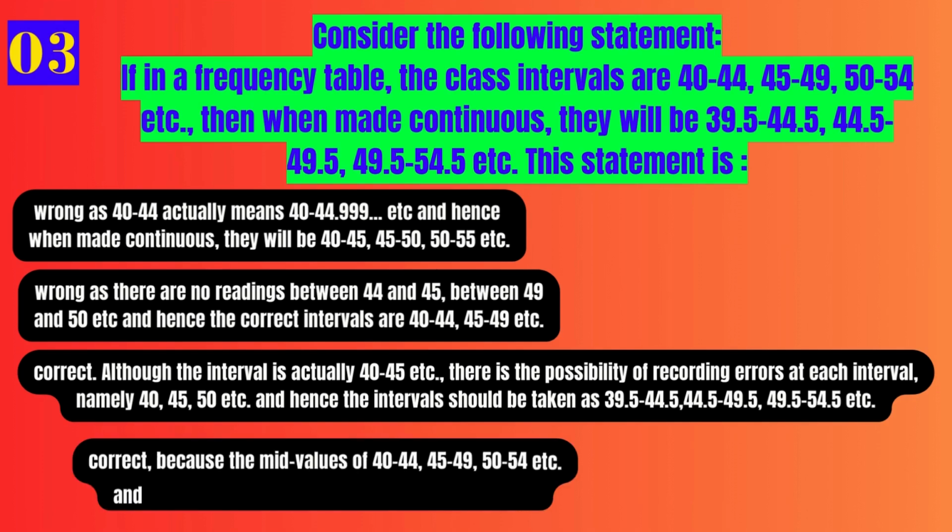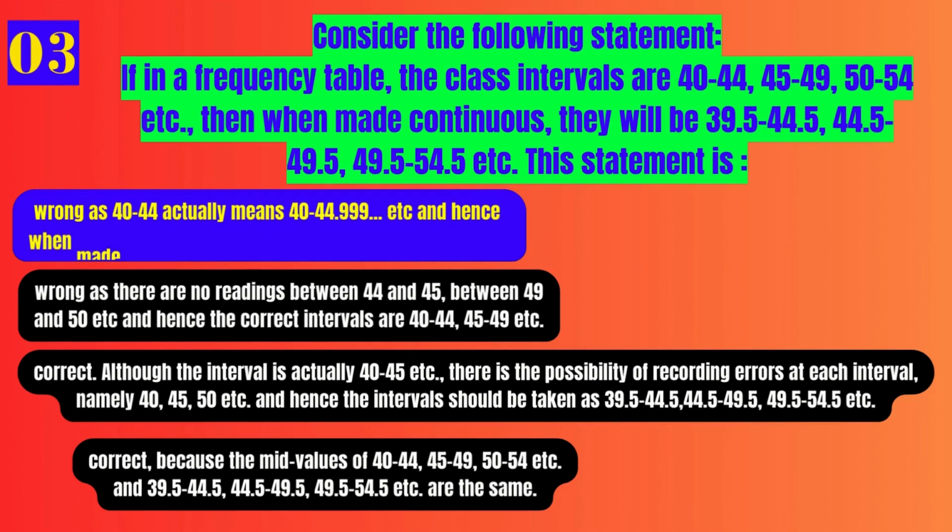Correct, because the mid-values of 40 to 44, 45 to 49, 50 to 54 etc. and 39.5 to 44.5, 44.5 to 49.5, 49.5 to 54.5 etc. are the same. The correct option is, wrong as 40 to 44 actually means 40 to 44.999, etc., and hence when made continuous, they will be 40 to 45, 45 to 50, 50 to 55 etc.